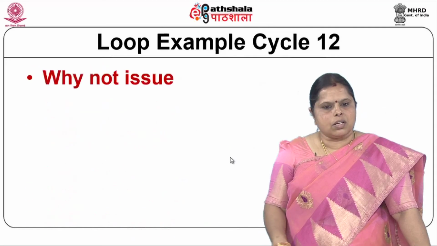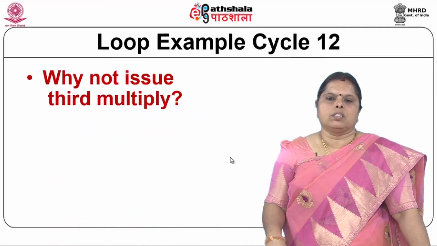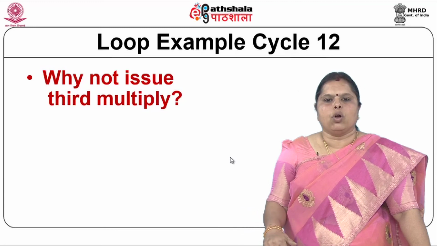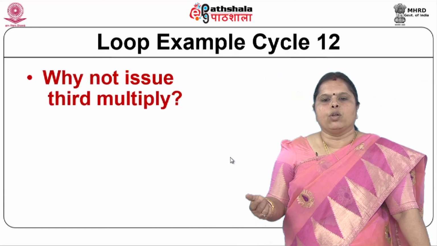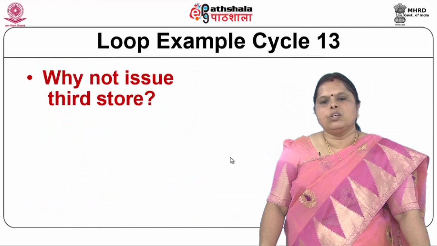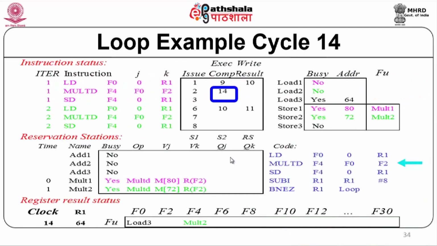So, the mult instruction cannot be issued here. You will have to wait for the mult reservation station entry to become available, and because mult has not been issued, you obviously cannot issue the subsequent instructions also, because it is an in-order issue. So, in clock cycle 13 you cannot issue mul, you cannot issue store, nothing happens. So, the third store is also not issued here because the earlier mul has not been issued.